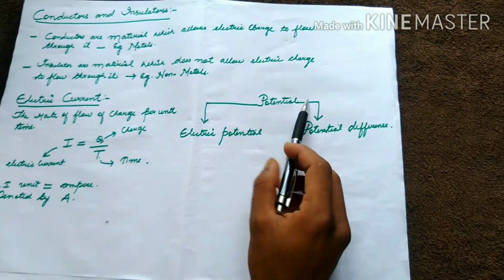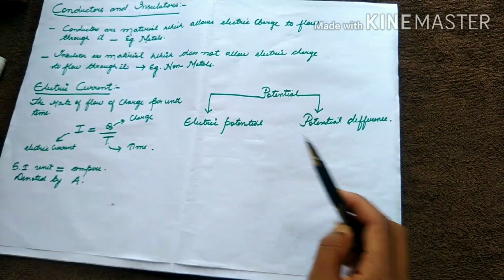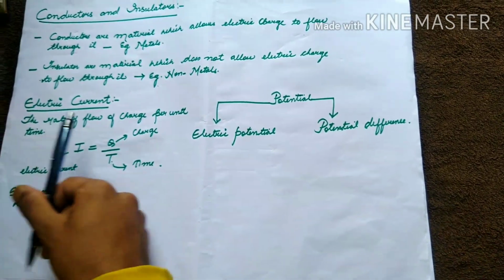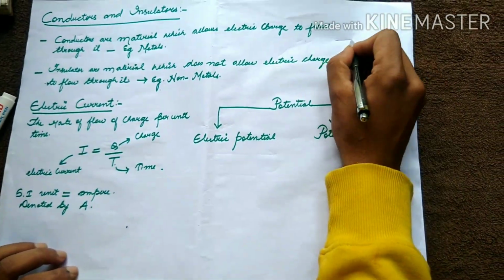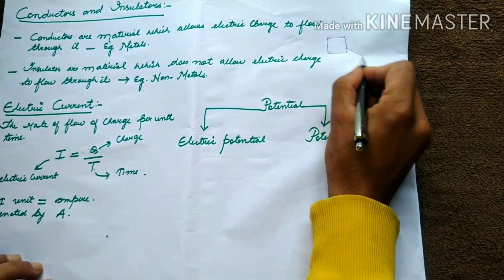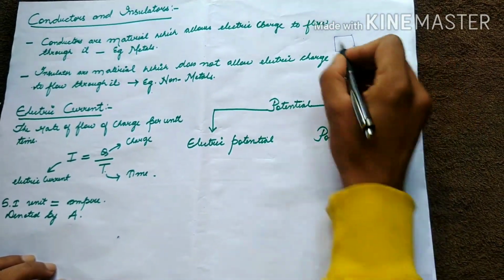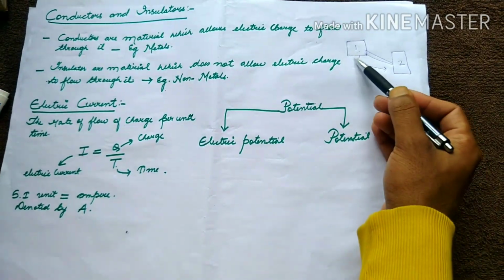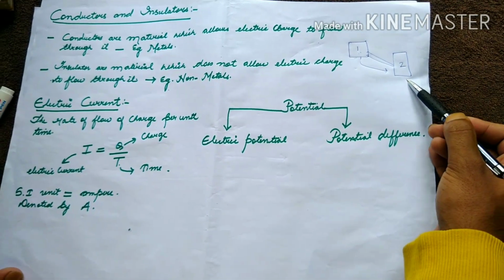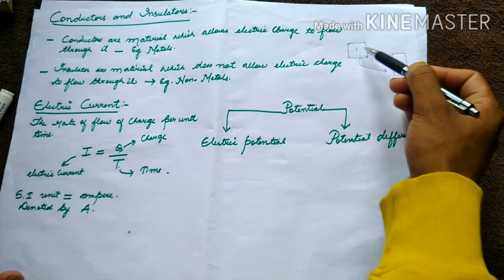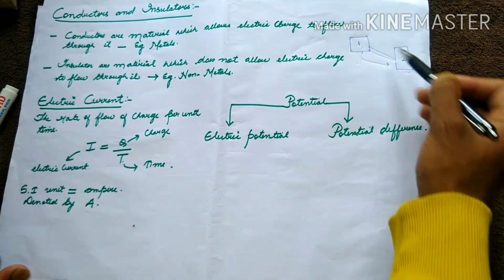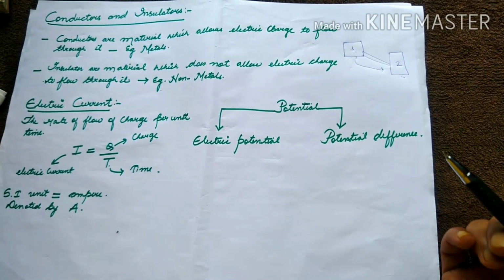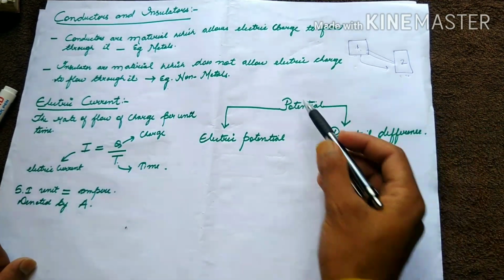All right, the next topic is about potential. Now what is a potential? Potential means higher level, lower level. Suppose I draw a diagram here. Suppose this is tank 1, then another tank 2. Water will flow from tank 1 to tank 2. Why? Because tank 1 is at higher potential and tank 2 is at lower potential. It cannot flow from tank 2 to tank 1, because it is in lower potential. So from here we get one idea: current will always flow from higher potential to lower potential. That is the meaning of potential.